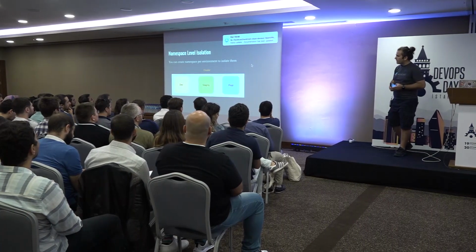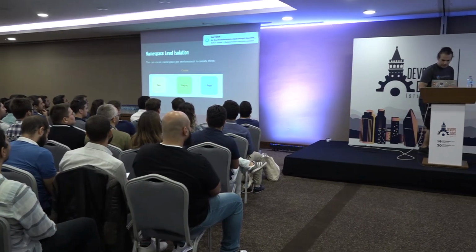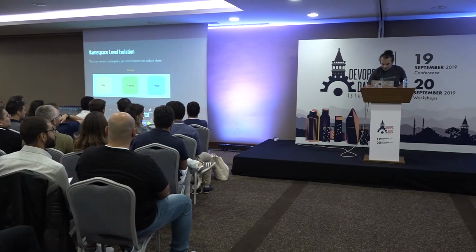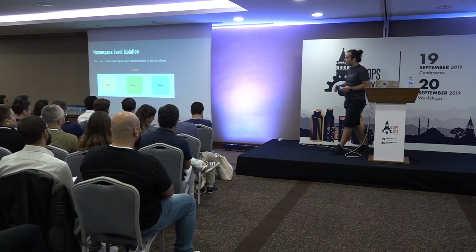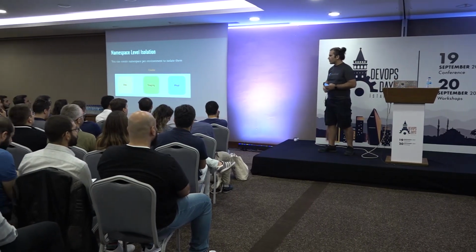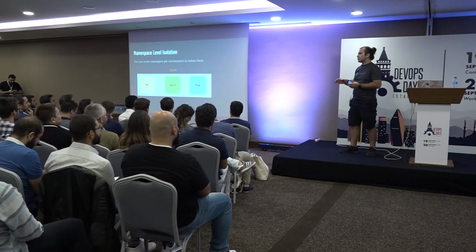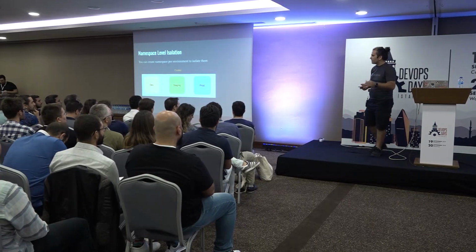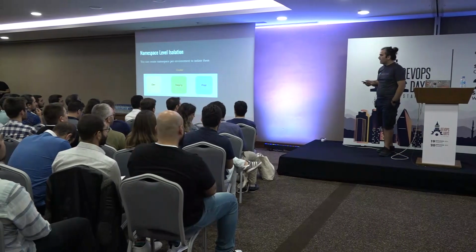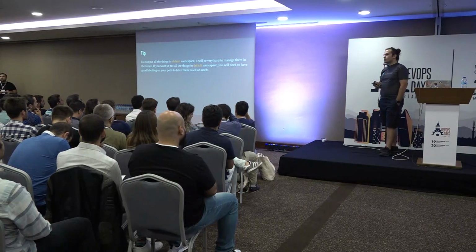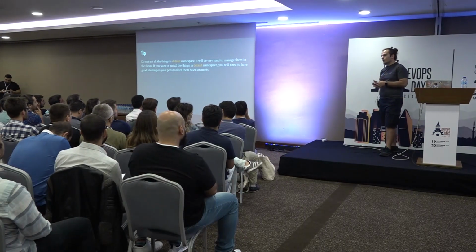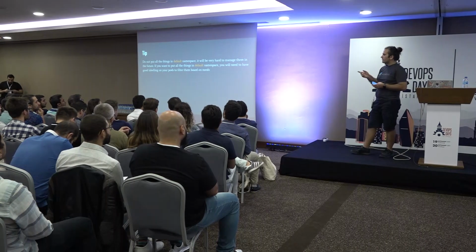Since this is just an example, prod is here, but normally prod should be a separate Kubernetes cluster to separate it from the non-prod environment. So when you do this, how do you isolate these environments within your Kubernetes cluster? Let me talk about this.